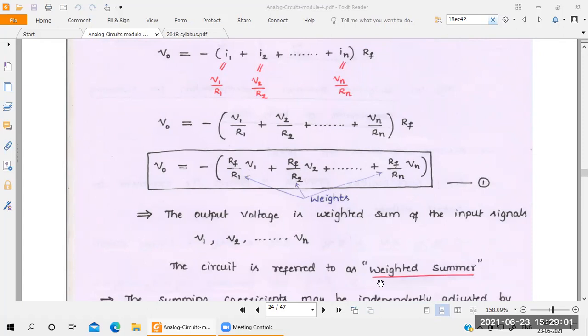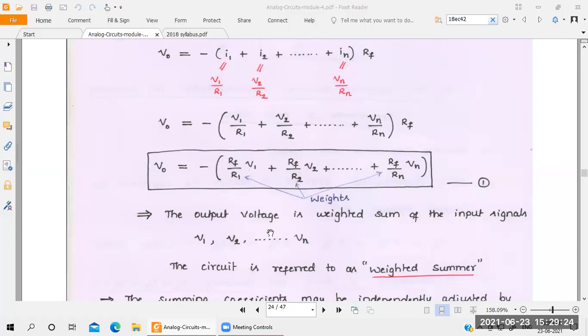That's why I called it a weighted summer. Remember this one here: we are going to take the resistance value with respect to the feedback resistance. Here we take a number of input voltages. We can take any number of voltage sources. Here they have taken three voltages, V1 to Vn.